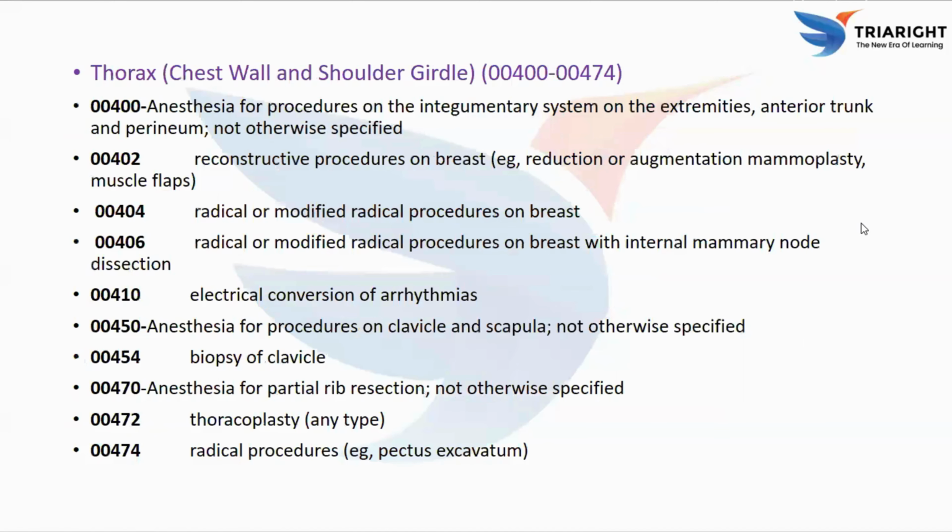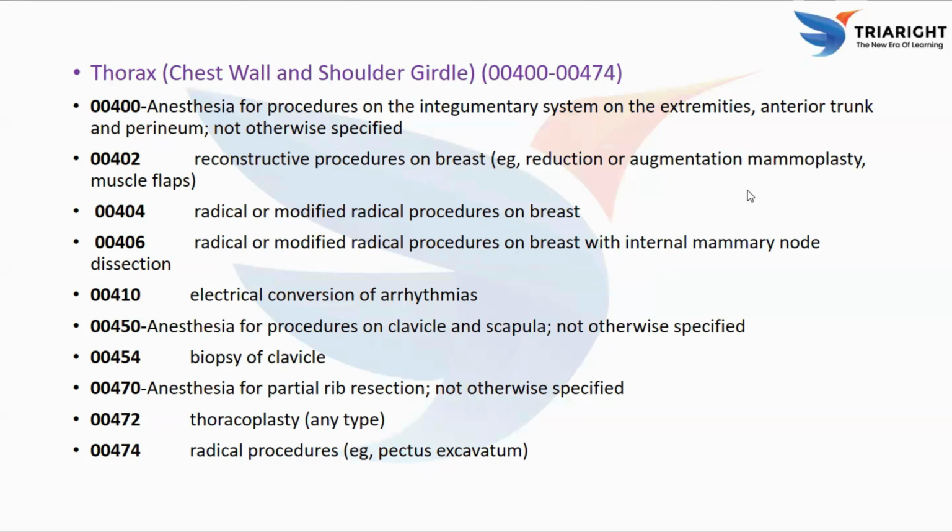And next code categories are for thorax, chest wall and shoulder girdle. The code ranges are 00400 to 00474. So what does thorax mean? Thorax is the chest area including chest wall, breast, clavicle which is the collarbone, scapula which is the shoulder blade, ribs and shoulder girdle. These codes are used only for anesthesia services, but not for the surgery. And 00400 is anesthesia for procedures on skin, extremities, anterior trunk and perineum when no specific anesthesia code fits. So this is a general or NOS code.